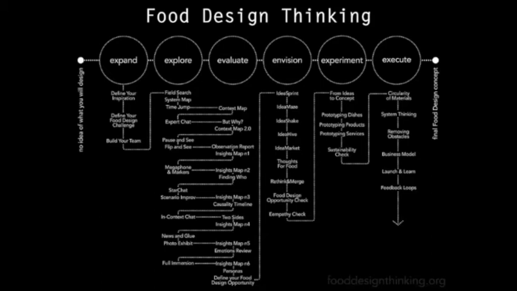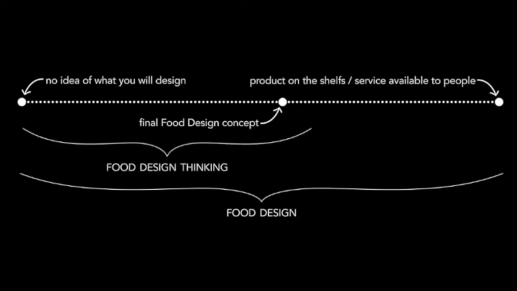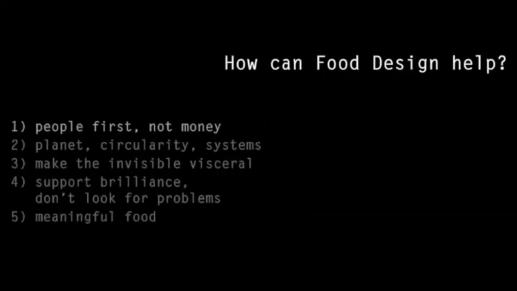So, what is food design thinking? Well, if you think about the food design process, then food design thinking is the part of it that brings you from having no idea what you're going to design to a final food design concept. It is the part where we use creativity to come up with new propositions. And now for the part, how can food design help? Well, my personal answer to this question is through food design thinking, because this is the result of my work in these past few years. And food design thinking to me really is the how-to for food designers.